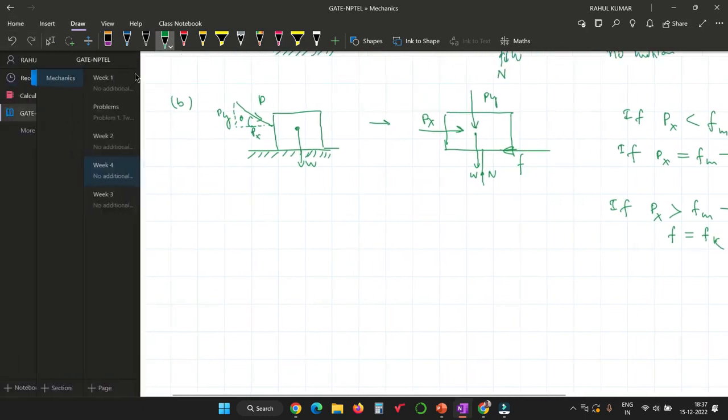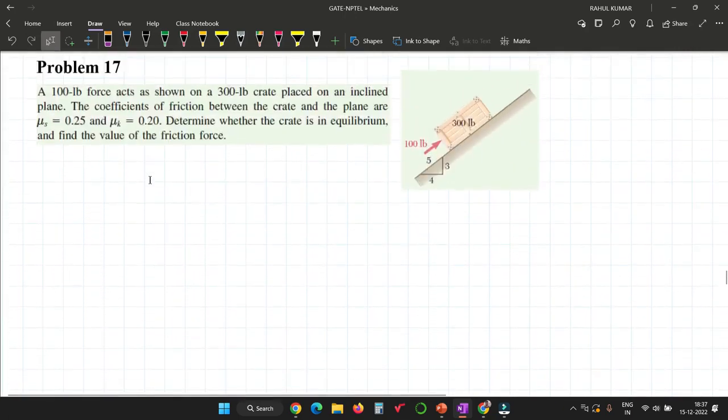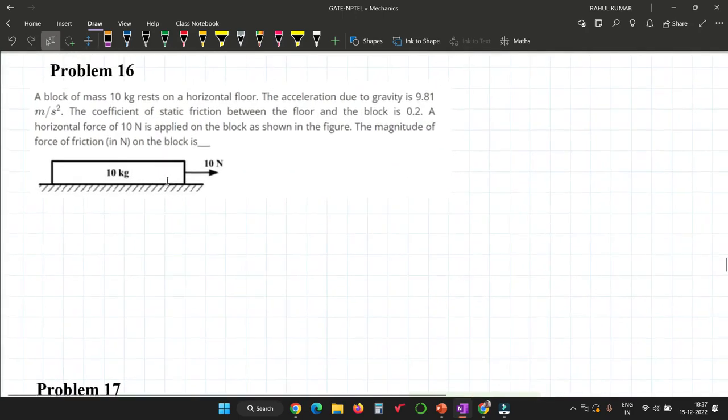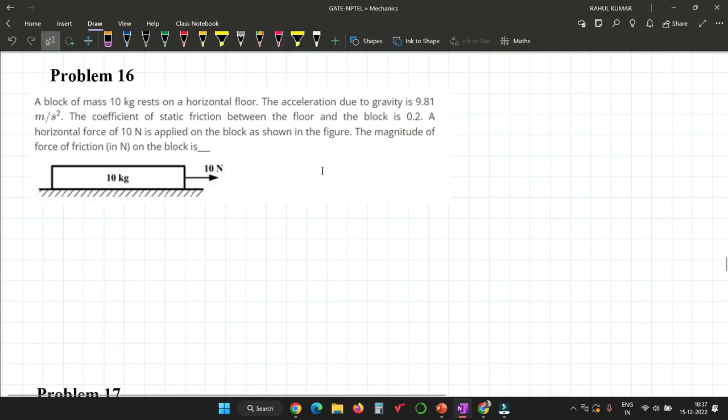Yeah, now let's move further. I will say let's do some examples. Can you solve this problem, or should I solve this? So let's solve this problem. After that we will move further. Solve this problem. Very easy problem.